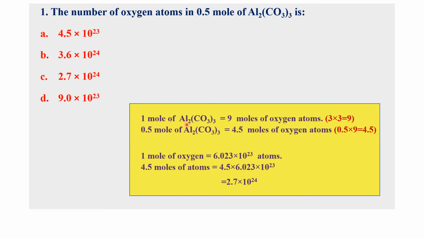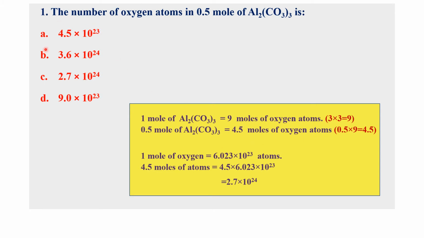1 mole of aluminum carbonate will have 9 moles of oxygen atoms. If we look at the formula, here is CO3 and whole 3. CO3 is for oxygen and here is also given whole 3. So 3 multiplied by 3 will result in 9. So we will get 9 moles. In the question it is given as 0.5. So 0.5 moles of aluminum carbonate will have how many moles? By cross multiplying it, we will get 4.5 moles of oxygen atoms.